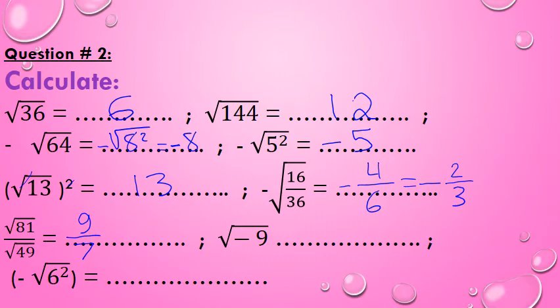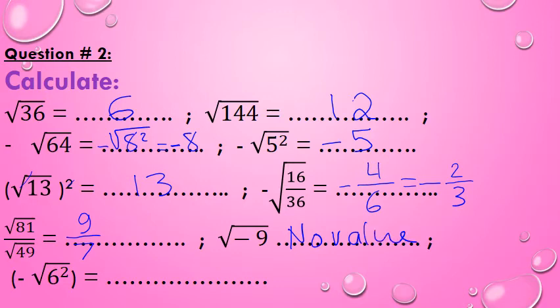Dana, radical minus 9. What's the value of radical minus 9? It has no value. Why does it have no value? Because inside the radical we have a negative, and a negative's square root has no value, so we write no value.